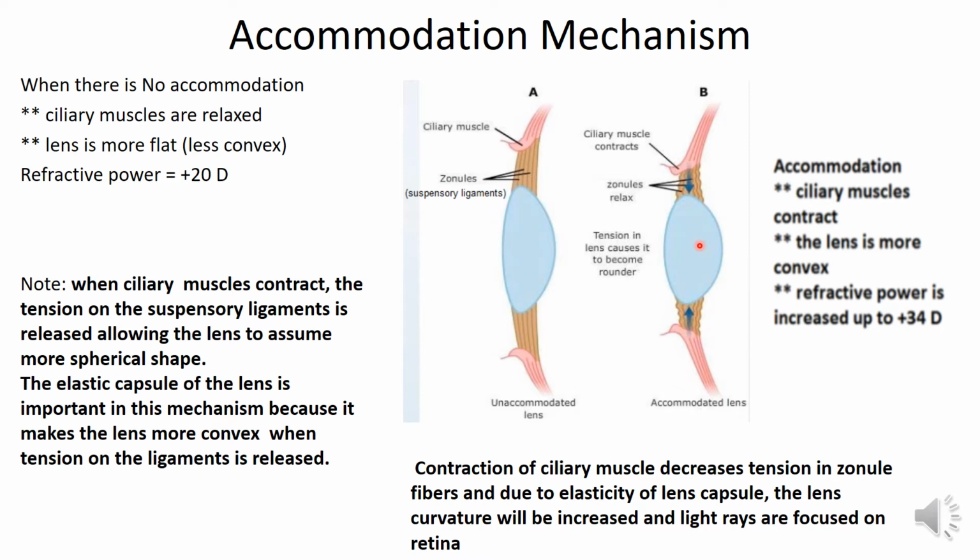And when the lens is less curved, this is useful to see far objects. By this mechanism, we can see objects at different distances from our eyes clearly.